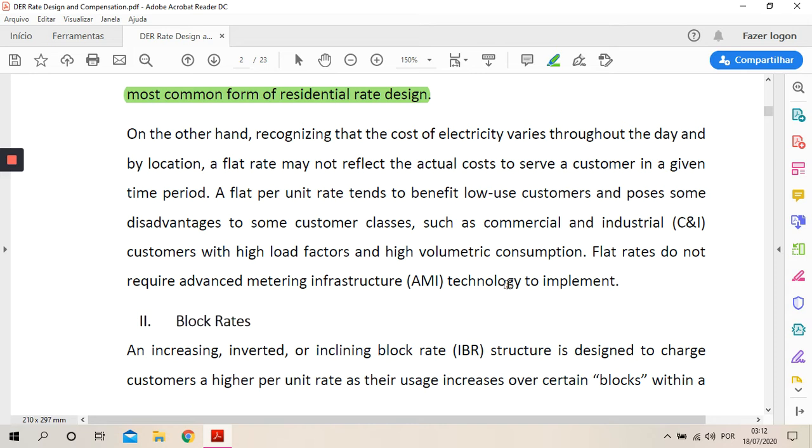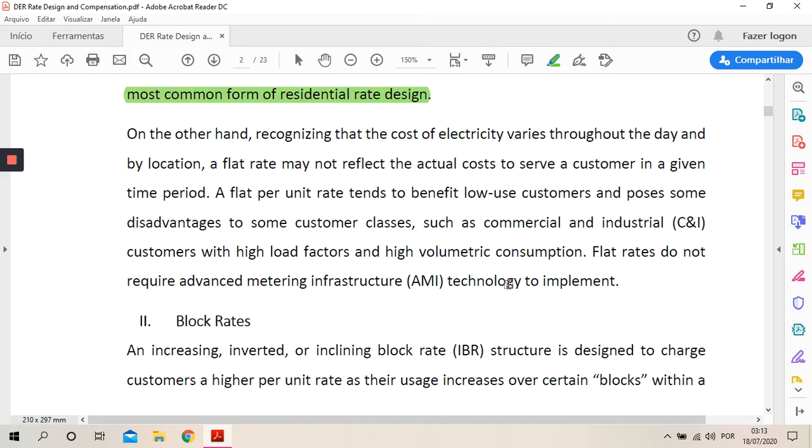A flat per unit rate tends to benefit low-use customers and poses some disadvantages to some customer classes, such as commercial and industrial customers with high load factors and high volumetric consumption. Flat rates do not require advanced metering infrastructure technology to implement.